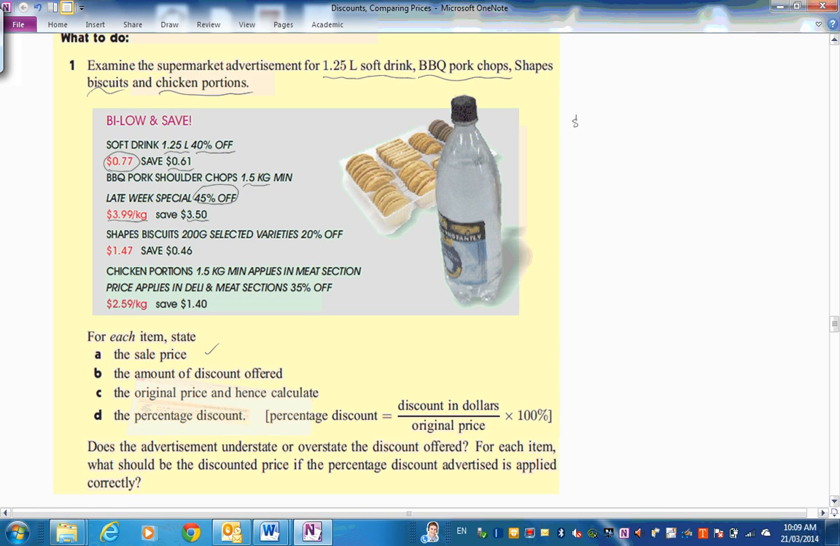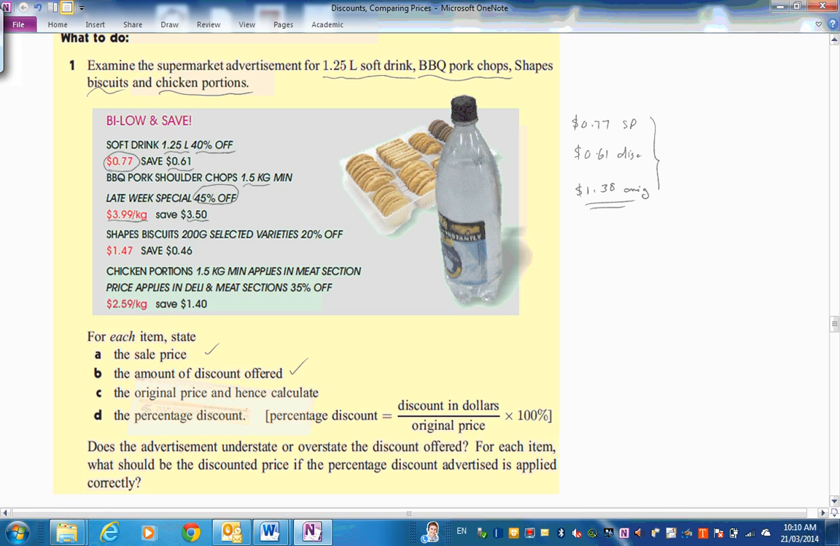The sale price is 77 cents. The amount of discount offered. The discount, so this is the selling price. Discount is 61 cents. And the original price, therefore, was the sum of these, which was $1.38 originally, before they took that off. Okay, this is the soft drink.